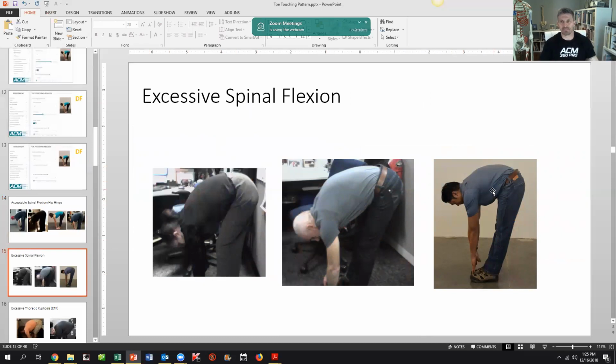But where is he getting the hip hinge pattern from? You can see the lady here on the far left. It's all lumbar flexion. And this gentleman, he's got a lot of kyphosis, but he's also got lumbar flexion too. I have a lot of examples of that. But this would be what I would consider excessive lumbar flexion or spinal flexion. Spinal meaning the whole kinetic, or the whole segmental spine.